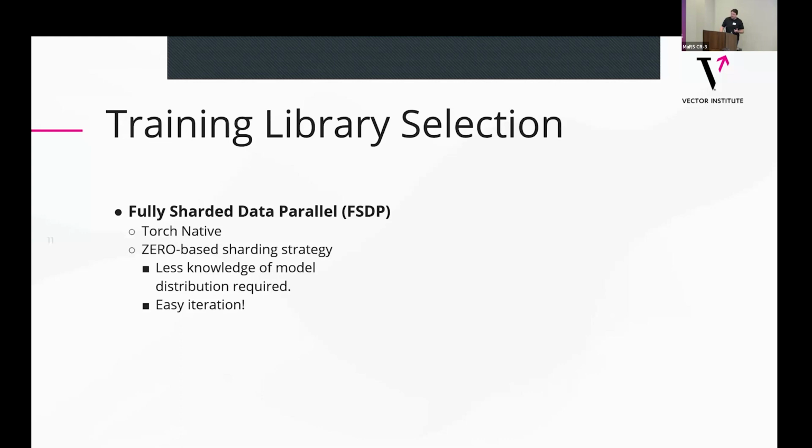It's torch native. It implements a ZeRO-based sharding strategy, which is attractive in a research environment, especially if we're targeting something that's usable by end users that don't have a lot of distributed computing experience. It requires the end user to make fewer assumptions about the model, and is a little bit easier to plug and play with new models at will.